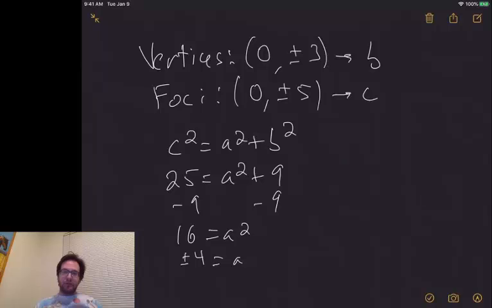So our equation for our hyperbola is y squared, that's going to come first because it's a vertical hyperbola, divided by 9, minus x squared divided by 16, equals 1. Notice for the equation we only actually needed to know A squared. We didn't necessarily need to know what A is.